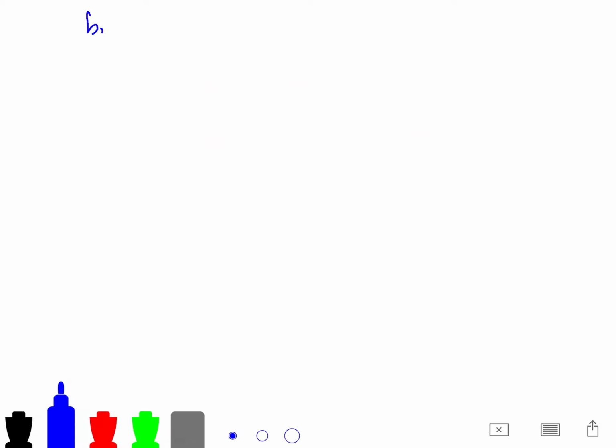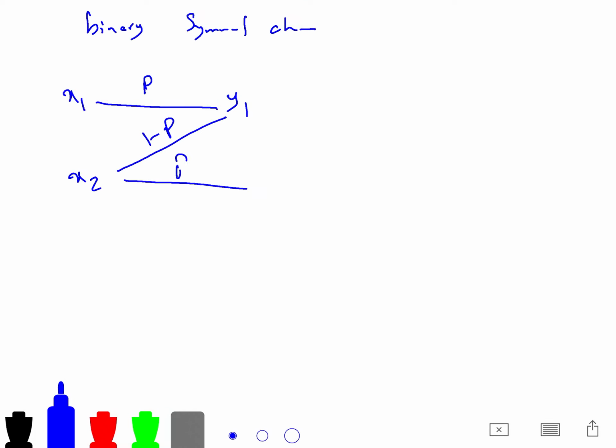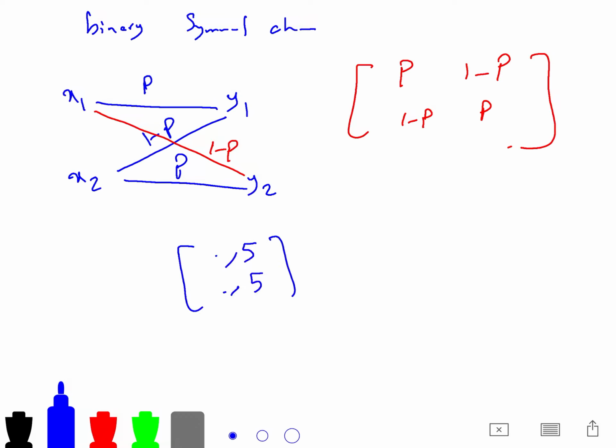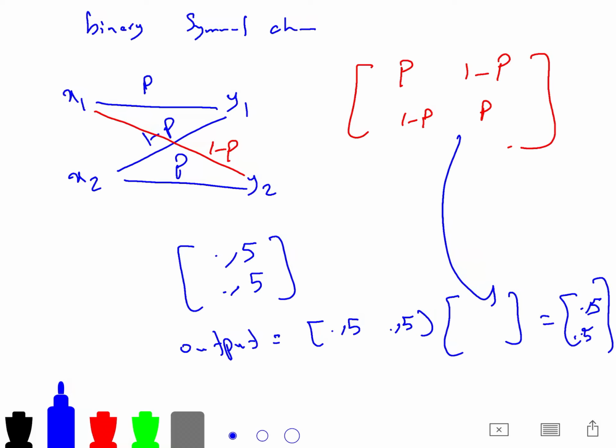And another example which is very important is the binary symmetric channel. For example, you have X1 with probability P, you get Y1. X2 with probability 1 minus P, you get Y1, but with probability P, you get Y2. And finally, you get Y2 with probability 1 minus P. And so the matrix is like this: 1 minus P and P. And for example, if you have an input probability of 0.5, your output is just multiply this 0.5 by this matrix, and you get 0.5, 0.5. So for this special input, you get the same thing.